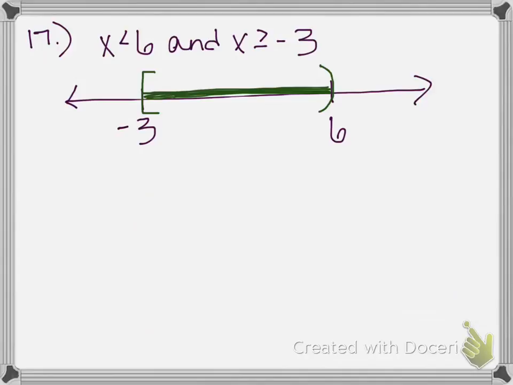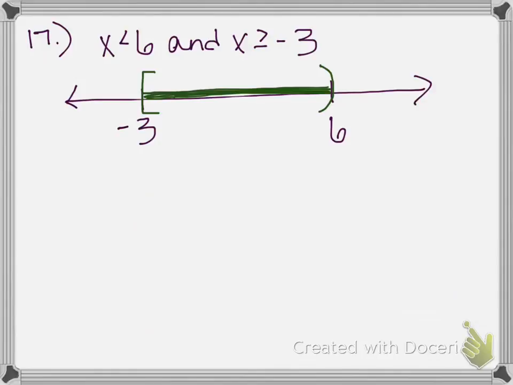So the squared off bracket, because it can be equal to -3 or greater, so to the right. And then the parenthesis, because it has to be less than 6. It can't equal 6. It's less than 6. So that's my graph. And then interval notation looks a lot like the graph.